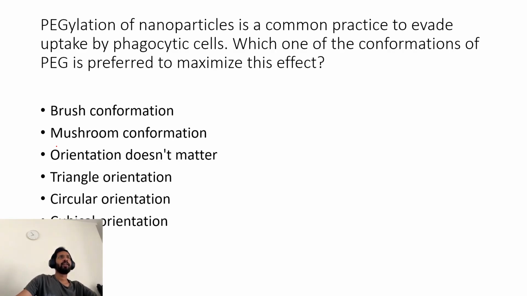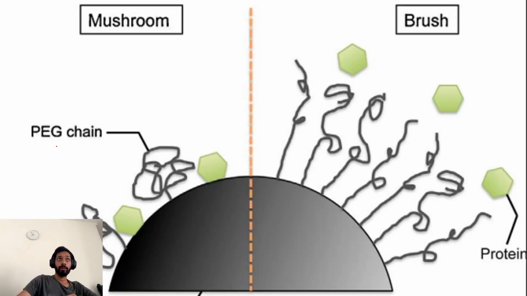Okay. Moving on, pegylation of nanoparticles is a common practice to evade uptake by phagocytic cells. Which one of the conformations of PEG is preferred to maximize this effect? Is it a brush conformation, a mushroom conformation, orientation does not matter, triangle orientation, circular orientation, or cubical orientation? So, if we briefly recall what the mushroom and brush conformations are, the mushroom conformation is essentially this, wherein you have this big chain that's starting out as a thin chain, but it will create this huge mass immediately outside.